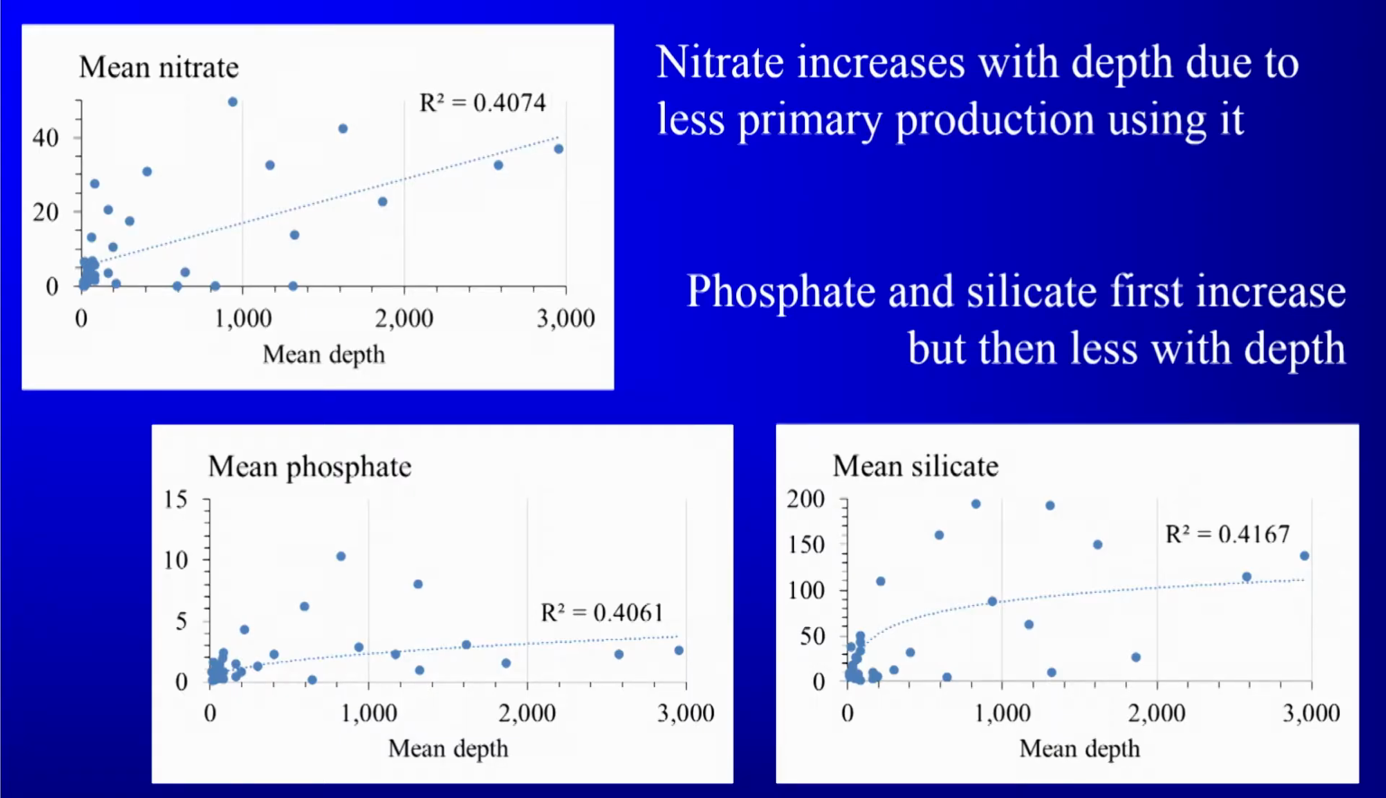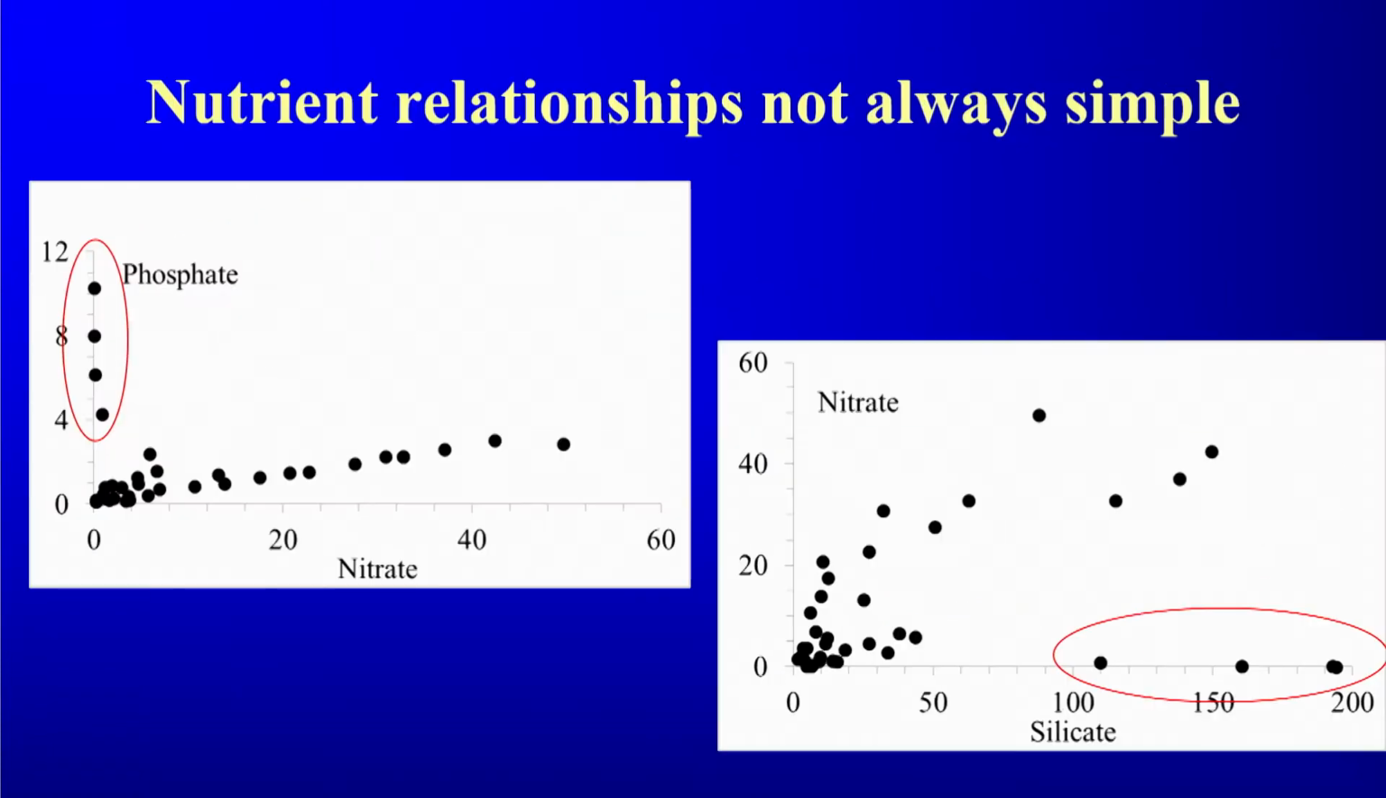If we look at nutrients, we can also look at the nutrients against depth. We see nice relationships with nitrate increasing with depth. We can see phosphate increases but then levels off, as does silicate. And then if we plot those nutrients against each other, you would expect a very high correlation with phosphate and nitrate, because that's what all the textbooks tell us. But then we find some of these outliers over here with very low nitrate but very high phosphate. And similarly, when you plot nitrate against silicate, you end up at high silicates but low nitrates.